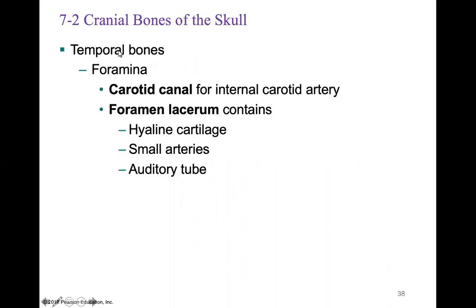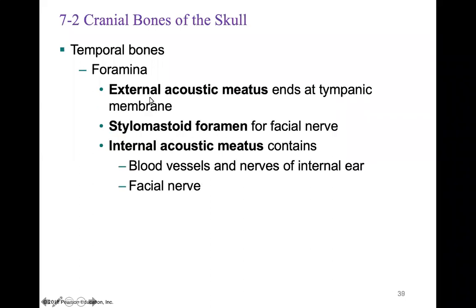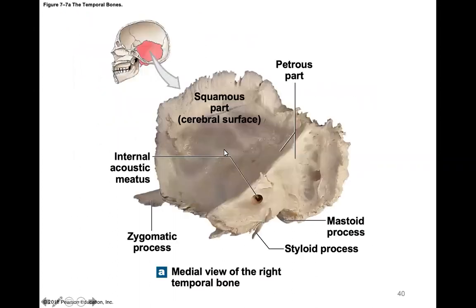As far as some openings within the temporal bone, the carotid canal, this is going to be important for the internal carotid artery. This is very important because this is one of the major arteries supplying the brain its blood. The external acoustic meatus, this is where you're going to find your eardrum, which is also referred to as the tympanic membrane. And then you'll have some other foramen, the stylomastoid foramen and internal acoustic meatus, which are for nerves and blood vessels to pass through.